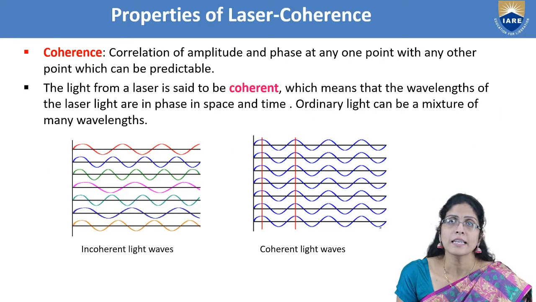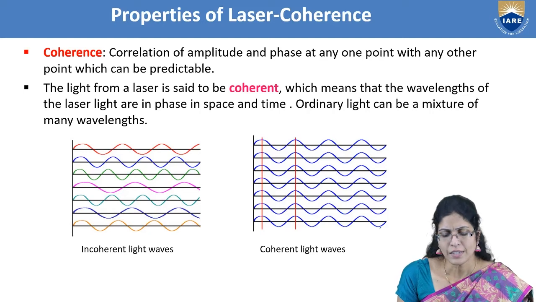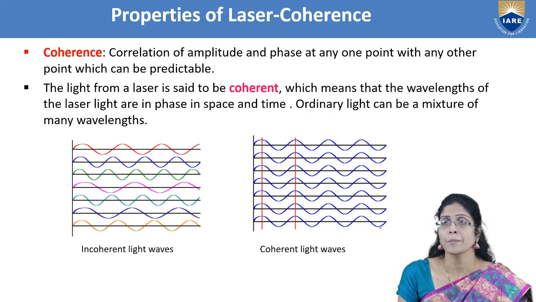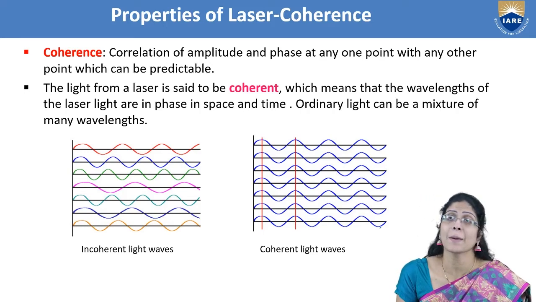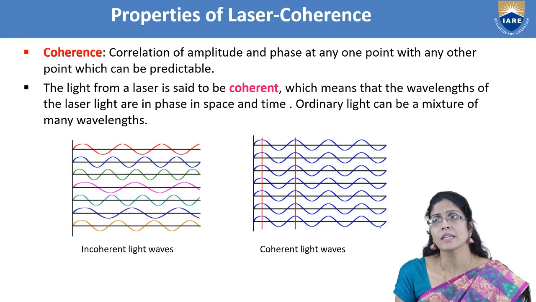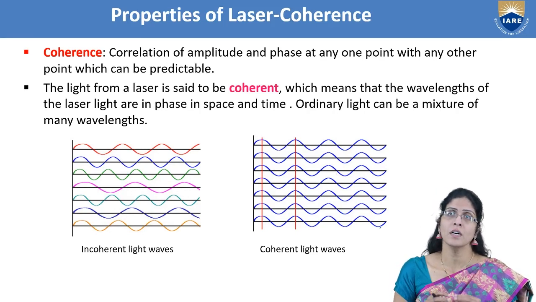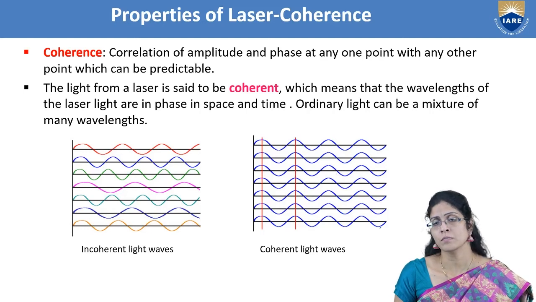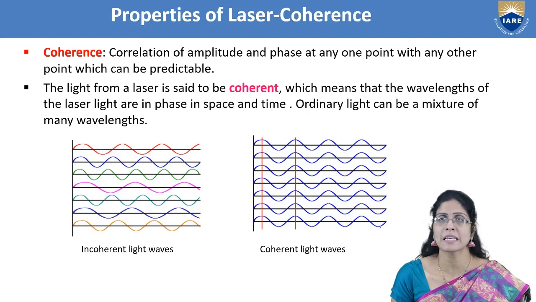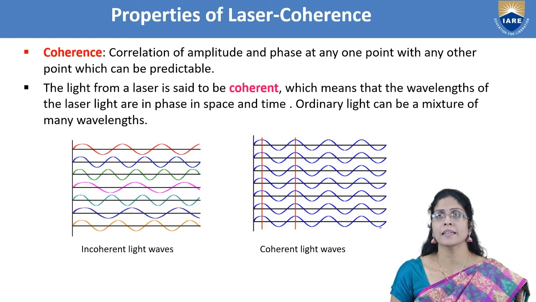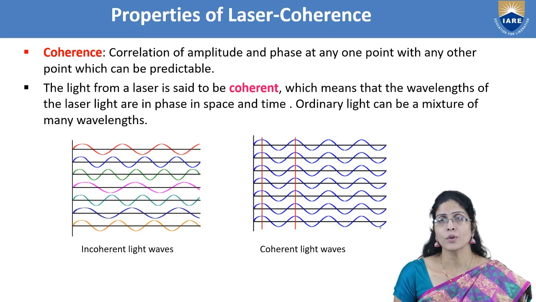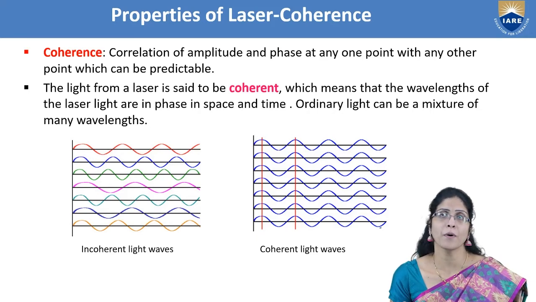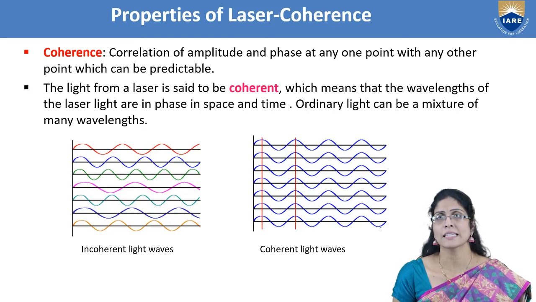Okay, now the other thing is coherence. This is a very good property of the laser which is meant for the high amplified output which is coming out in comparison with light. So what is coherence? When you are studying the coherence of a wave, you have to take amplitude, that is the maximum displacement, and phase of that particular wave at any one point. Then you have to correlate this point with any other point on that same wave. Then you can understand the coherence of that particular wave train.